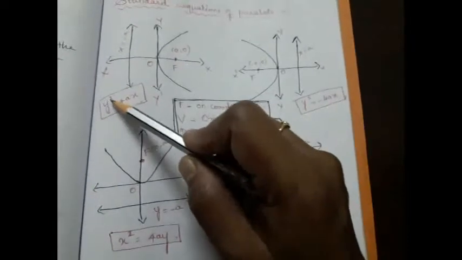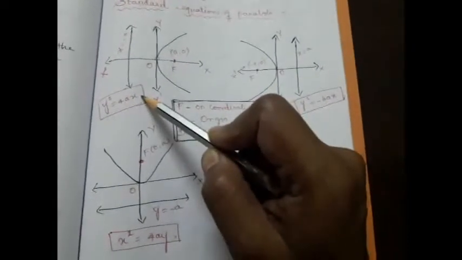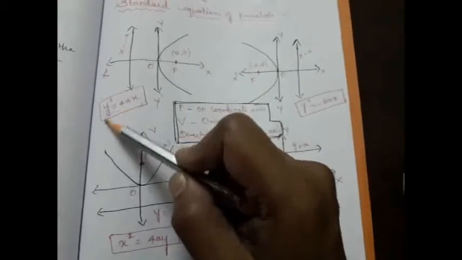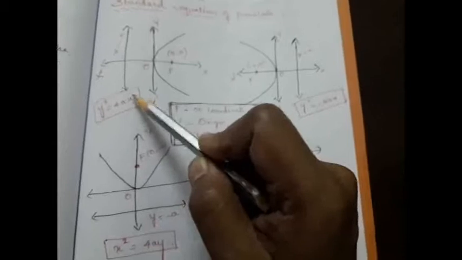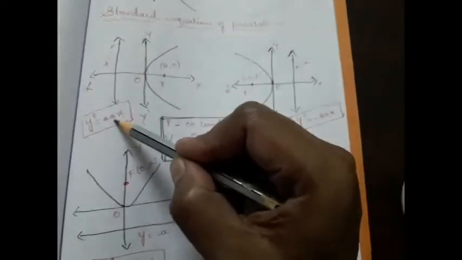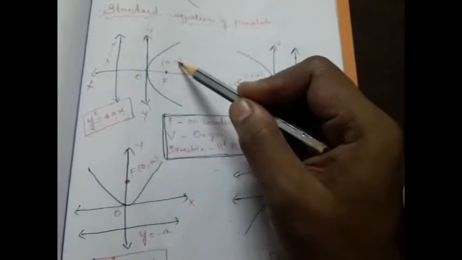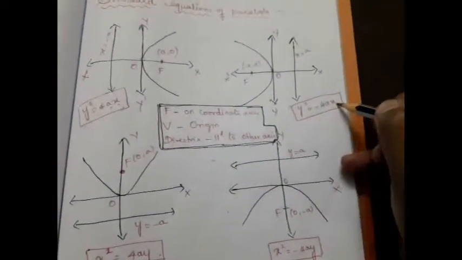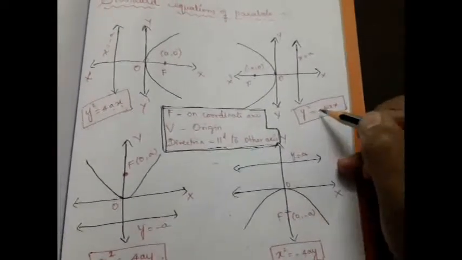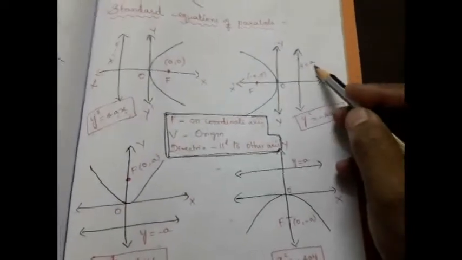If the equation is y squared equals 4ax, where y is the squared term, then x will be in your directrix: x equals minus a, where a is from the focus. (a, 0) is the focus and x equals minus a, the negative of a, will be the directrix. When you have y squared equals minus 4ax, then (minus a, 0) will be your focus and x equals a will be the directrix.